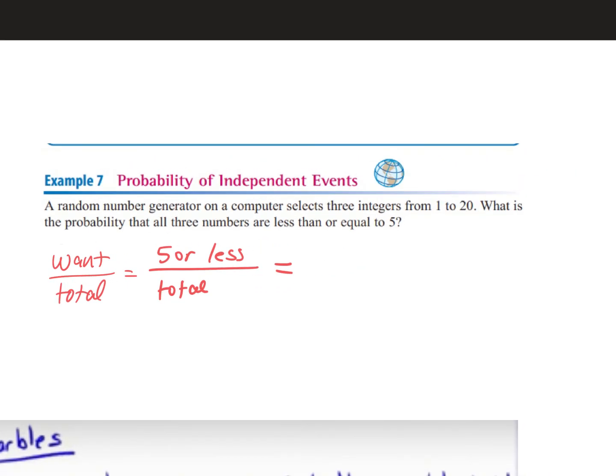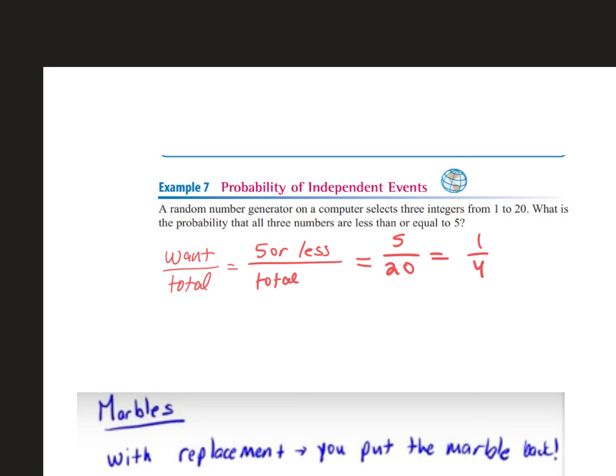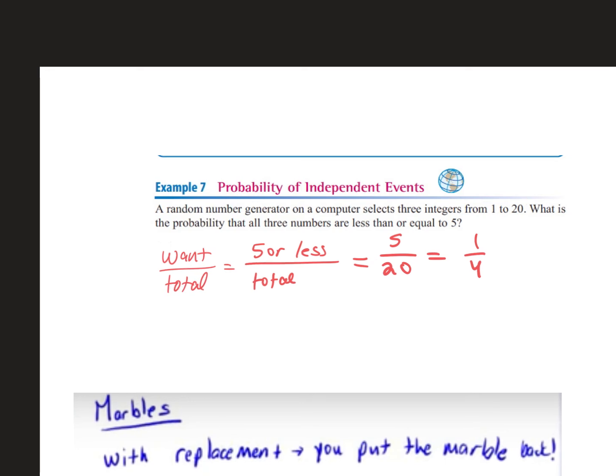So if the numbers are from 1 to 20, how many of those numbers are 5 or less? 5, 4, 3, 2, and 1, correct? So there's 5. How many total numbers do I have from 1 to 20? 20. Okay, so what's the probability that one time I'd get a number that's 5 or less? 1 over 4. Agreed.